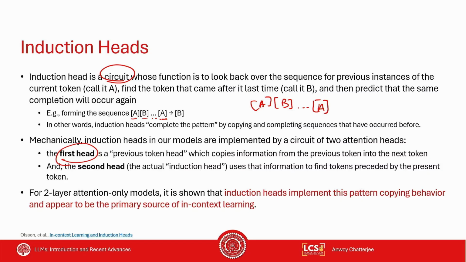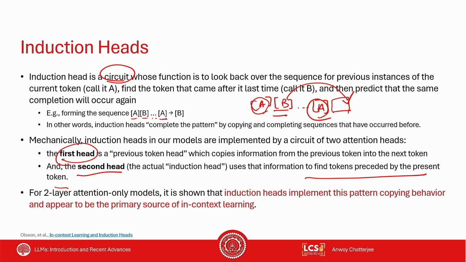Those of you who are doing project 1, this is something you were looking into. The task of the first head is to look at the previous token. So for predicting this token, the previous token is A. The first head looks where this A is present elsewhere in the context. The second head uses that information to find tokens preceded by the present token, and copies whatever next token is present to the output. It's kind of a bigram search, you may say.